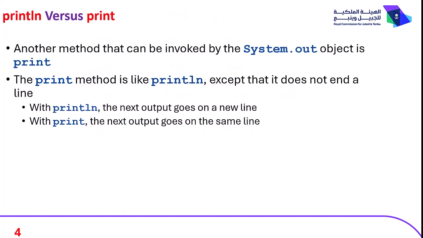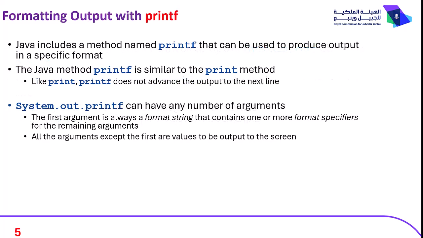Println method versus print method. While println moves the cursor to a new line after printing, the print method does not. With print, any subsequent output will appear on the same line, whereas println ensures the next output starts on a fresh line. Formatting output with printf.